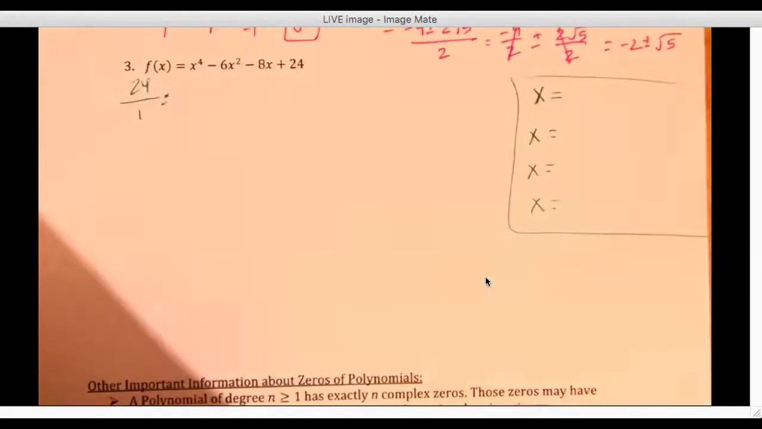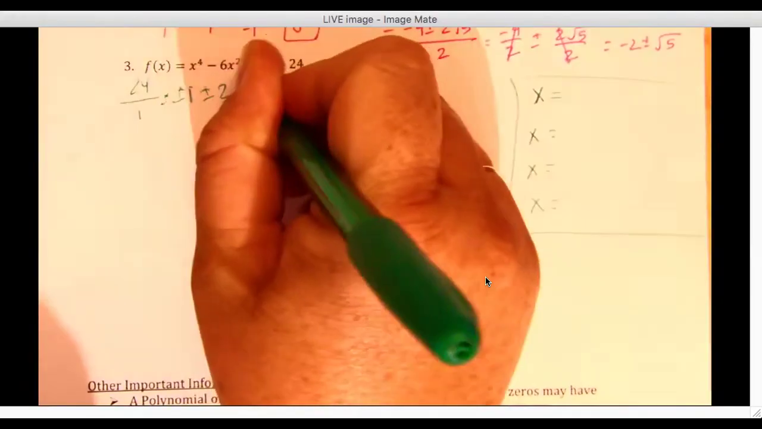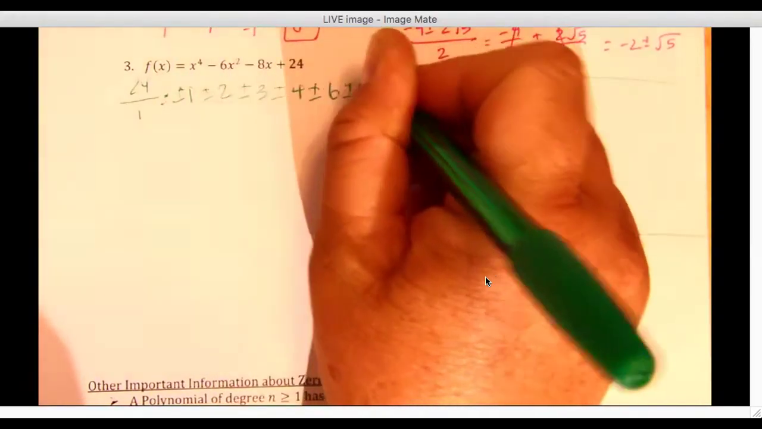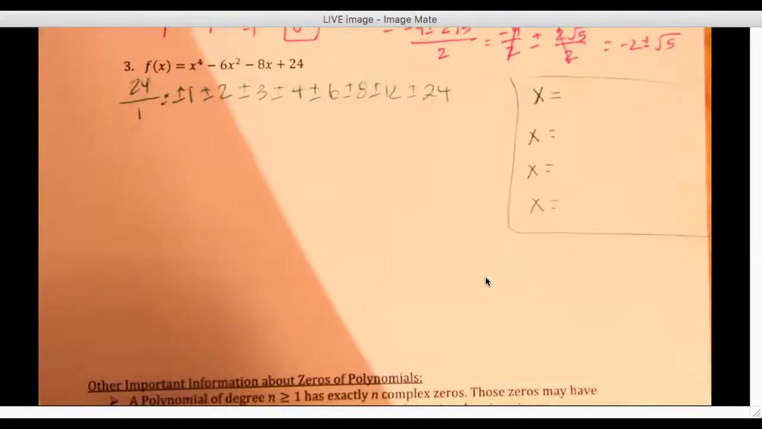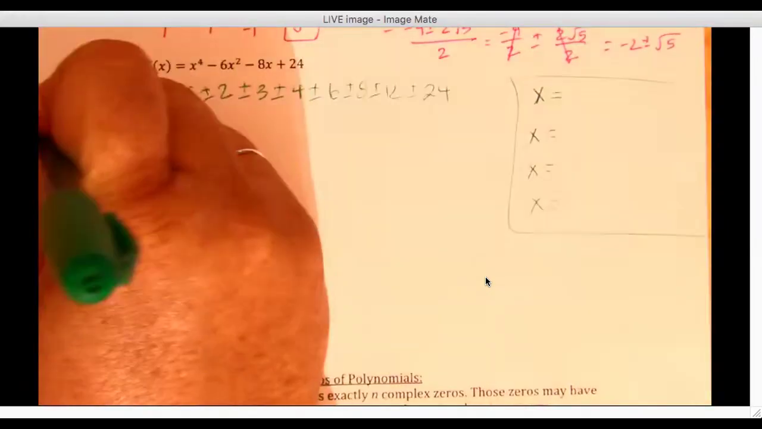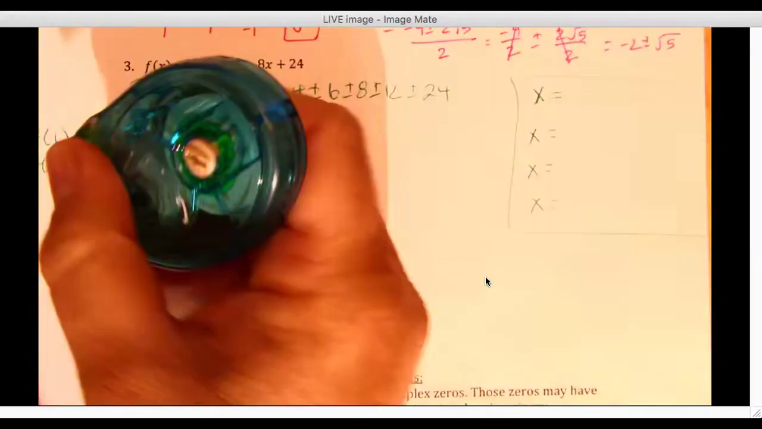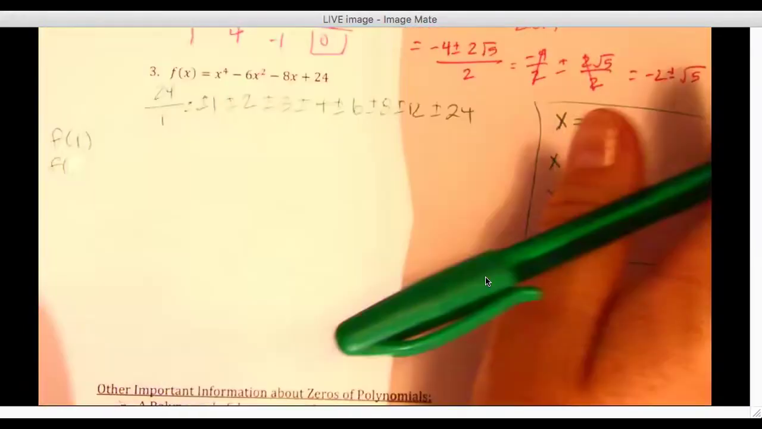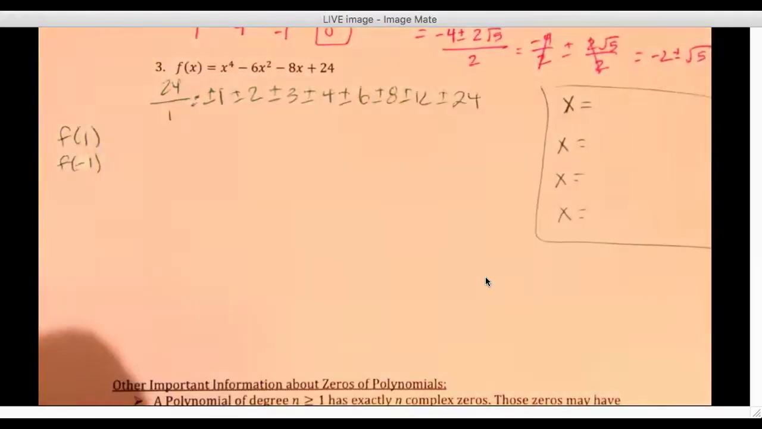Factors of 24 would be plus or minus 1, plus or minus 2, plus or minus 3, plus or minus 4, plus or minus 6, plus or minus 8, plus or minus 12, and plus or minus 24. So kind of a long list, but we can start off with plugging in 1 and -1. And you just kind of start off and hope to find something and then divide and get a smaller polynomial and kind of go from there.